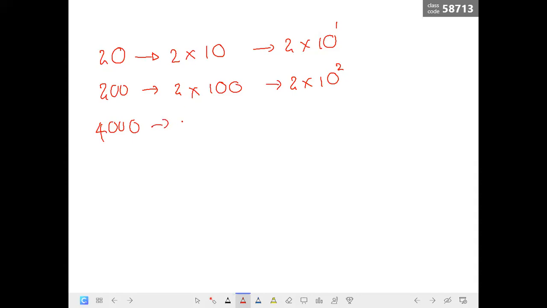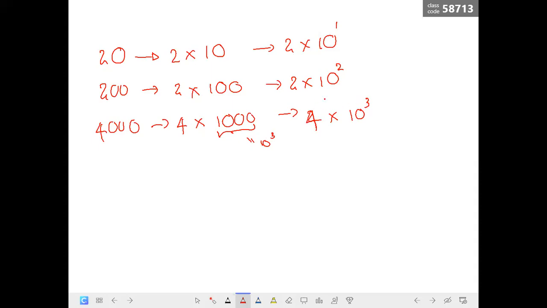Let's take 4000. You can write like this: 4 times 1000. Then again we can write like this: 4 multiplied by 10 to power 3, because this 1000 equals 10 to power 3.